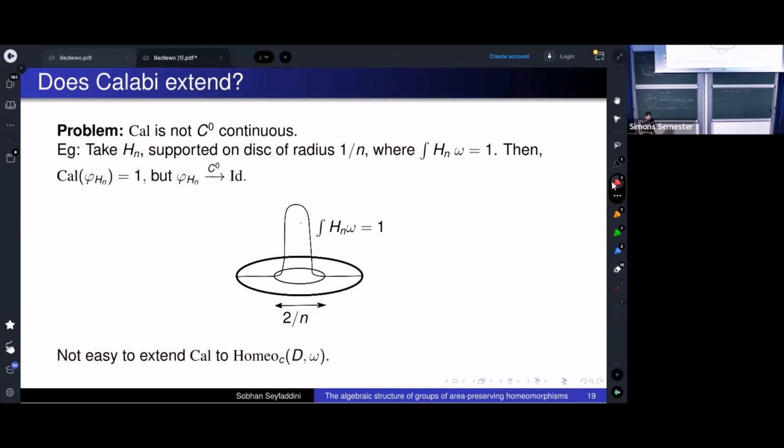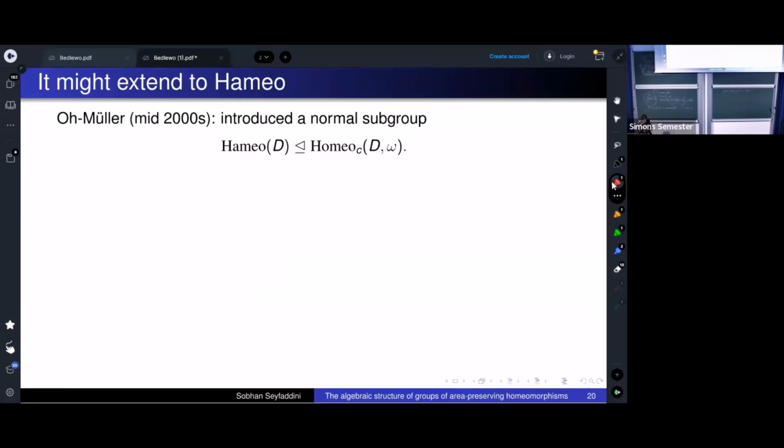So it might turn out to be not such a great question, but actually, this is what we try to do. And this was, in fact, suggested by the works of Oh and Müller from the 2000s. In hopes of solving Fathi's question, they introduced an intermediary normal subgroup, which they call hameo of the disk. Note that this is hameo, this is an A, as you could see. It's not homeo. This is the name they picked, hameo of the disk.